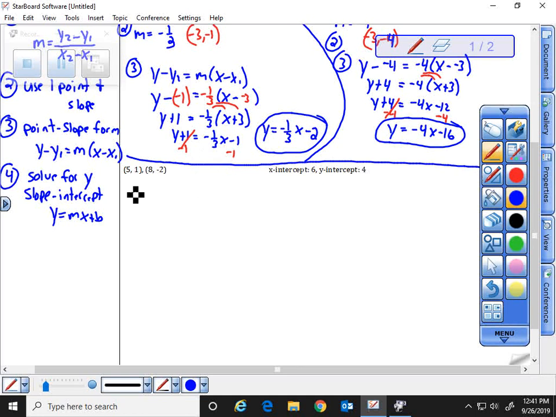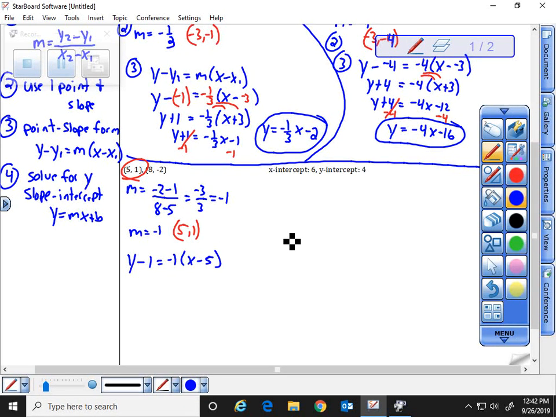All right, slope, negative 2 minus 1, and 8 minus 5, which will be negative 3 on top, 3 on the bottom, which is negative 1. So the slope is negative 1, and I'm going to choose 5, 1. So y minus the y value of the point equals the slope, and then x minus the x value of the point. Distribute the negative 1 throughout the whole parentheses.